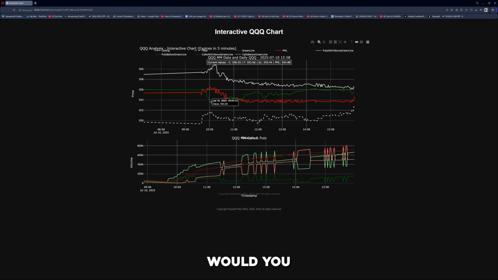And so, what type of setup would you want to take there? Would you want to take like in the money calls? Yeah, I'm not in the money. I don't take in the money calls. I'll always take out of the money calls, like in the 0.30 to 0.50 range for better leverage.